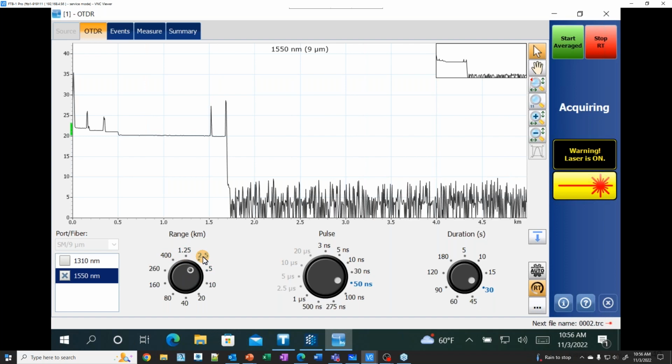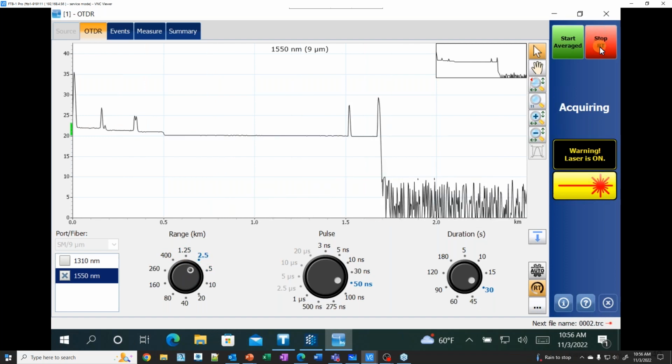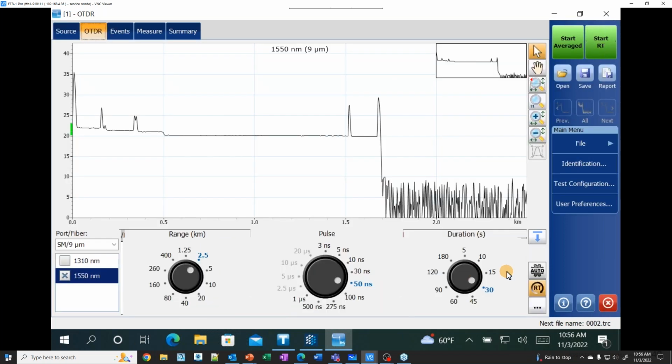And in this case, we're going to do 2.5. Then I'm going to stop it. Then I'm going to determine how much time I need to spend on this. If I'm doing, say, 12 fibers, I'll do 30 seconds minimum, right? If I'm just doing a couple of fibers, I'll do 45 seconds. If I'm doing maintenance work where I'm trying to find trouble, I'll increase it to 60 seconds.